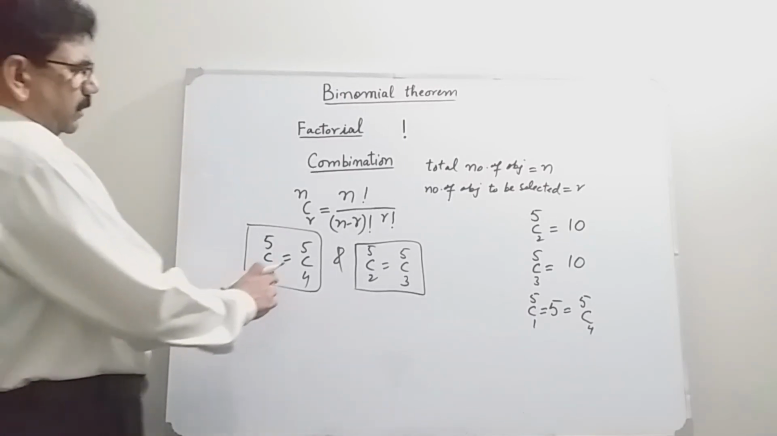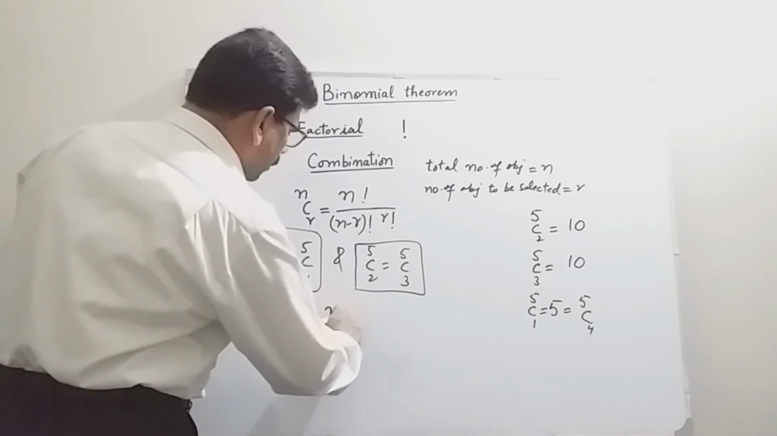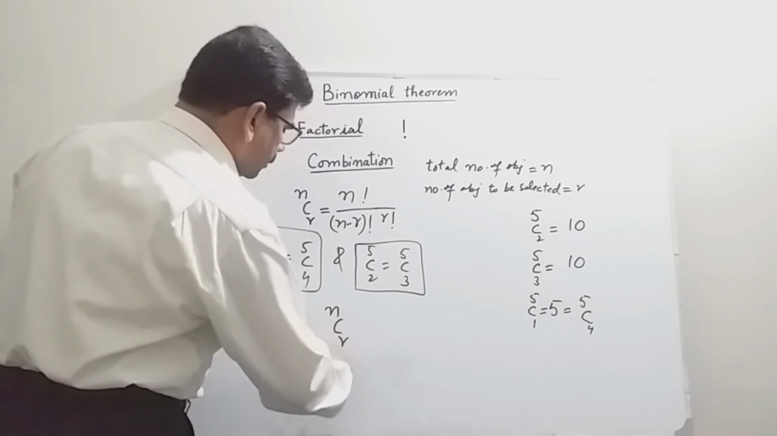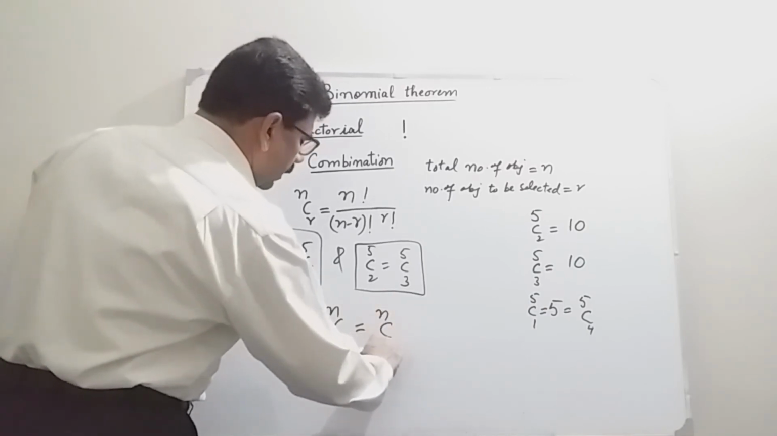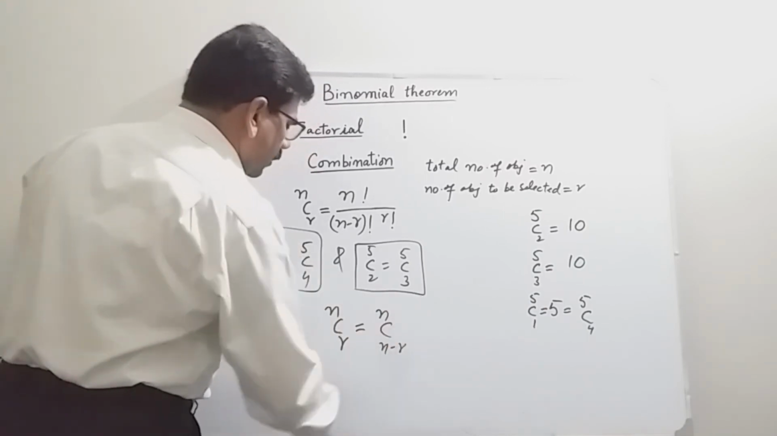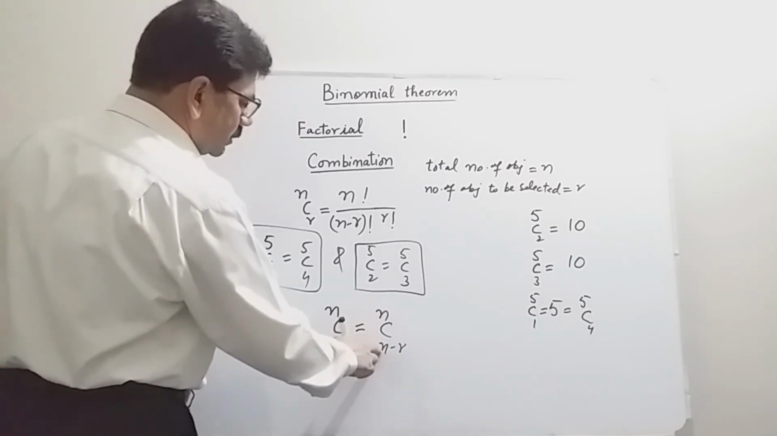So here we draw an important conclusion that if we have to select r objects from n objects, it means that we will not select n minus r objects from n objects. Therefore, n combination r will be equal to n combination n minus r.